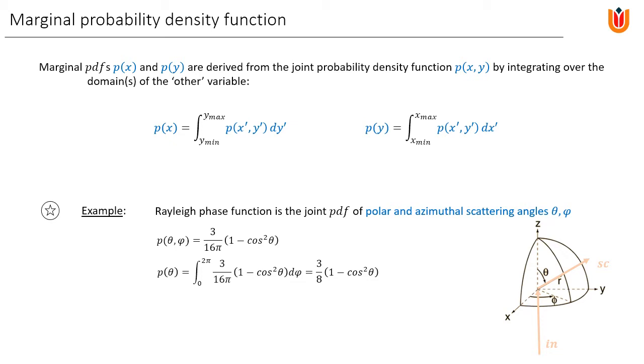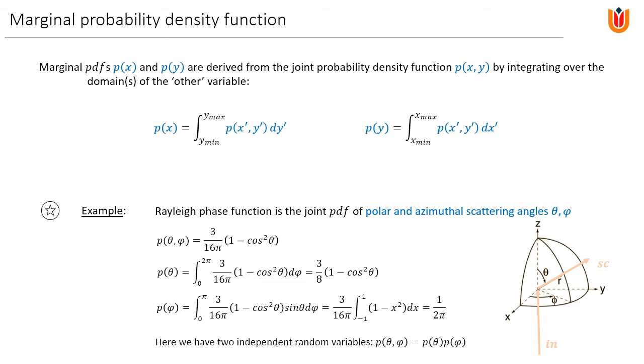And in order to find the marginal probability density function for phi, we have to integrate over the theta domain, which takes a little bit more work. But in the end, we'll find that p of phi is a constant, 1 over 2 pi, which means that the angle phi is uniformly distributed over the domain from 0 to 2 pi.